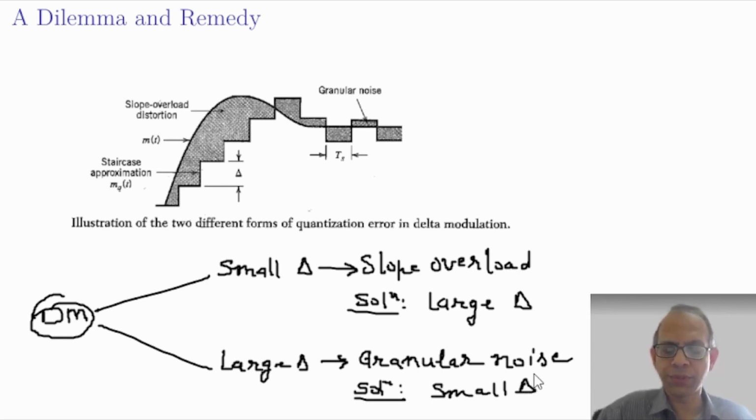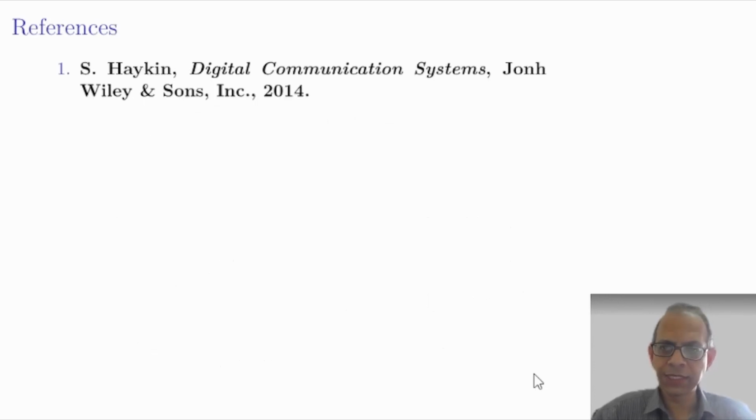How can we handle both? The solution is to have an adaptive mechanism which can increase the step size when the slope of the message is large, and which can reduce the step size when the signal variations are small. And this is achieved in an adaptive delta modulator. This is what we'll see in the next lecture.